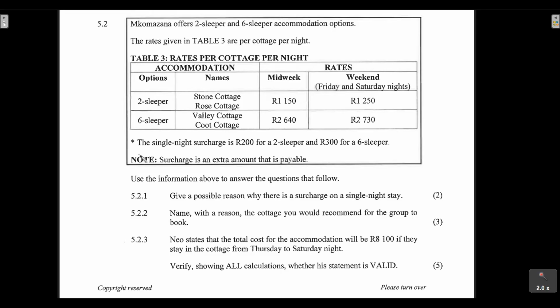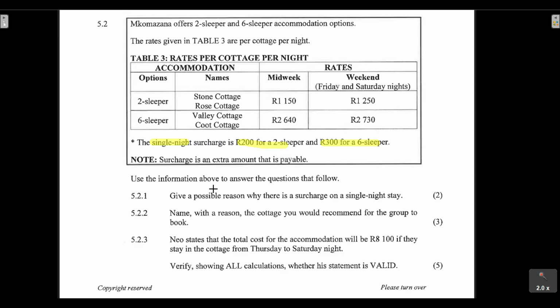Then you're also told that the single night surcharge is 200 for a 2 sleeper and 300 for a 6 sleeper. So it basically tells us that if you decide that you just want to stay over for one night, then you would have to pay 200 for the 2 sleeper and 300 for the 6 sleeper. So this is only for a single night. That is the amount that you need to pay in addition to whatever rates they put there. Then, in case you don't know what a surcharge is, they give you the definition there. They say that a surcharge is an extra amount that is payable.